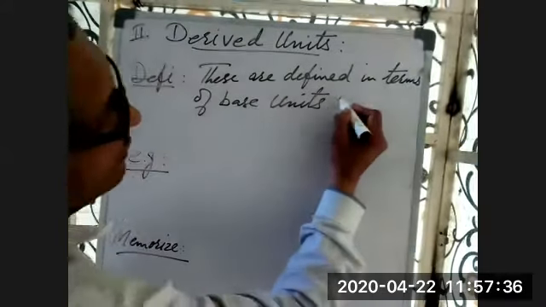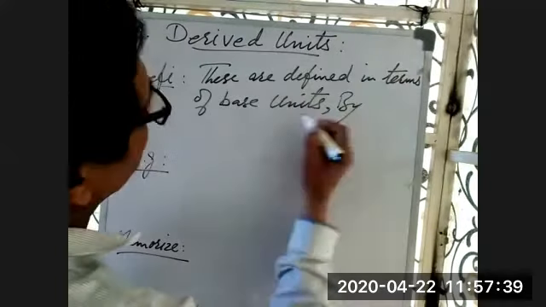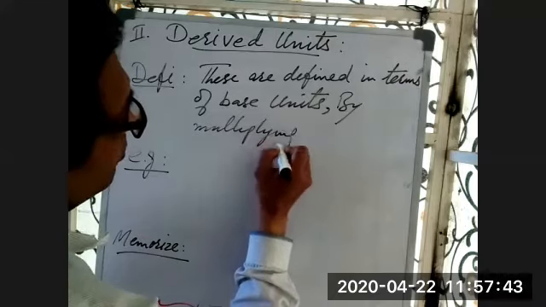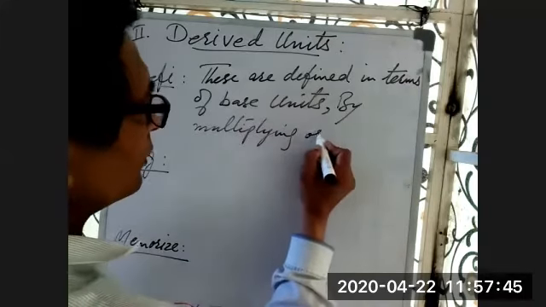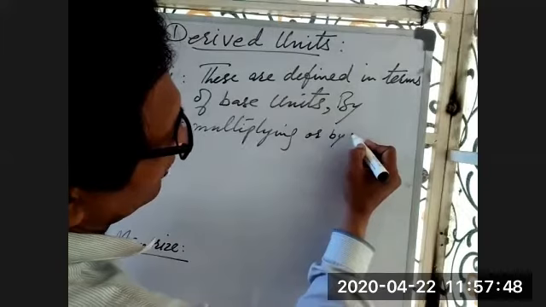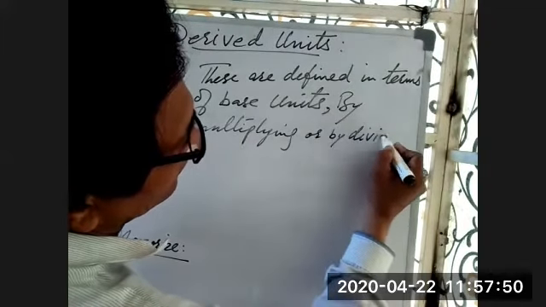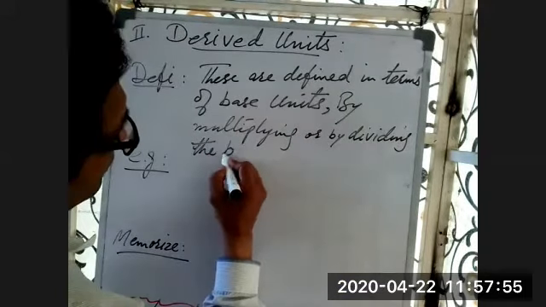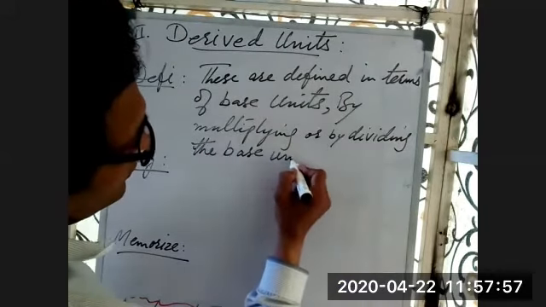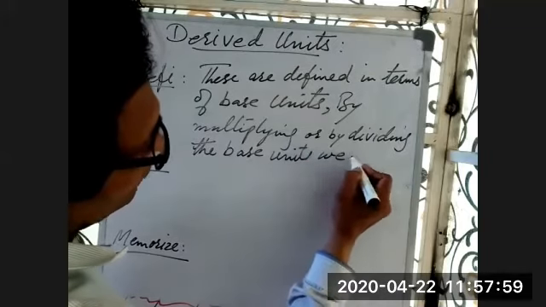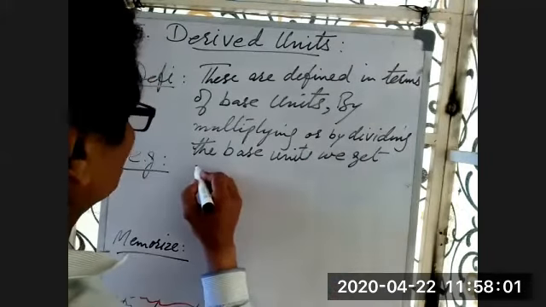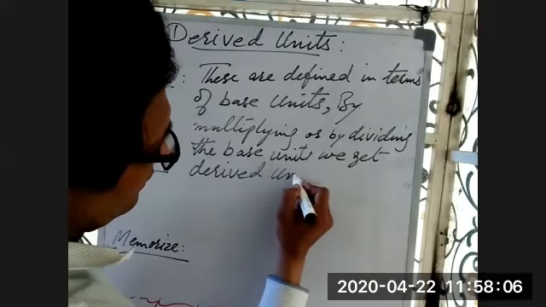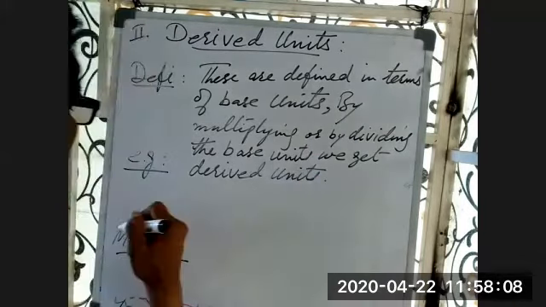How? By multiplying or by dividing the base units, we get derived units.